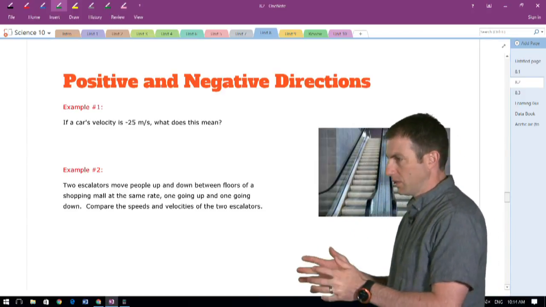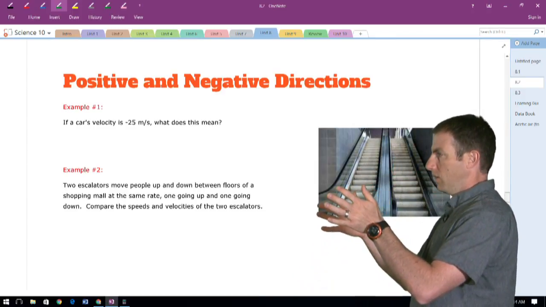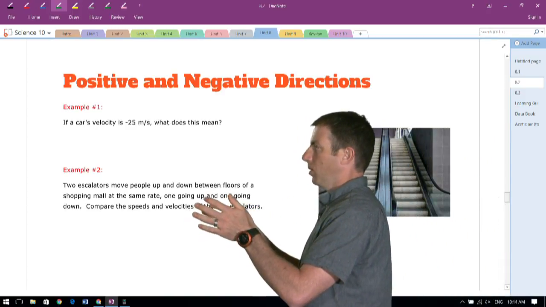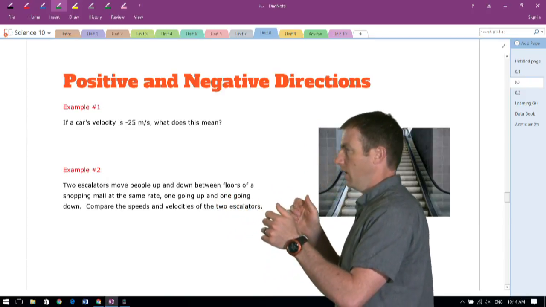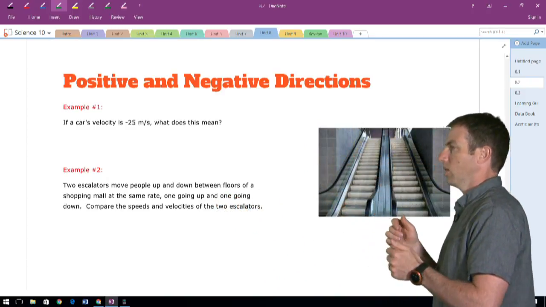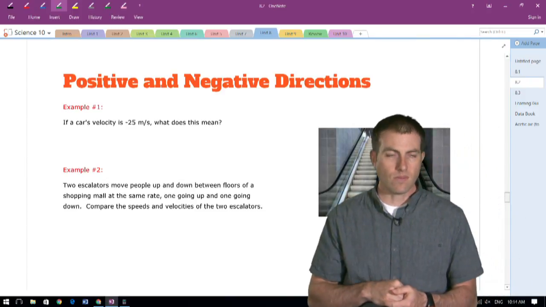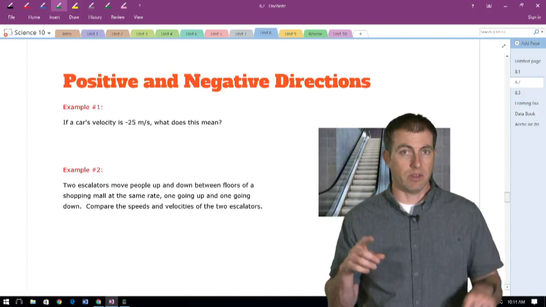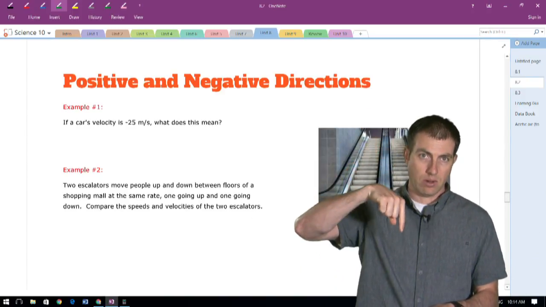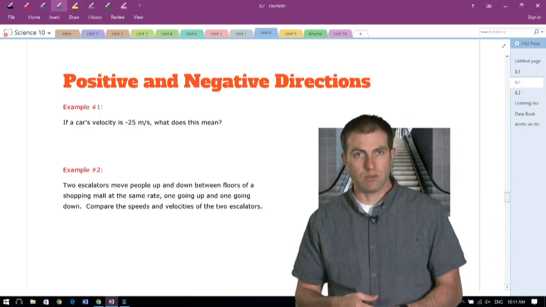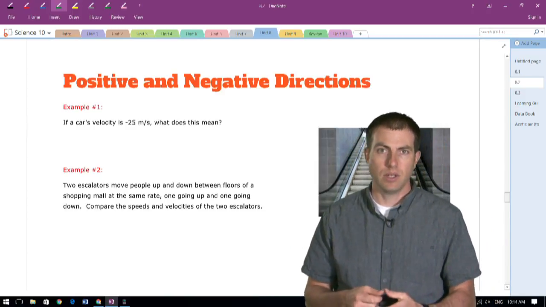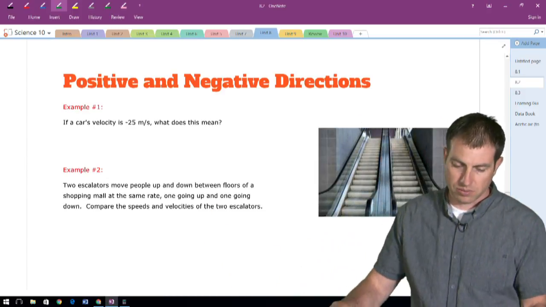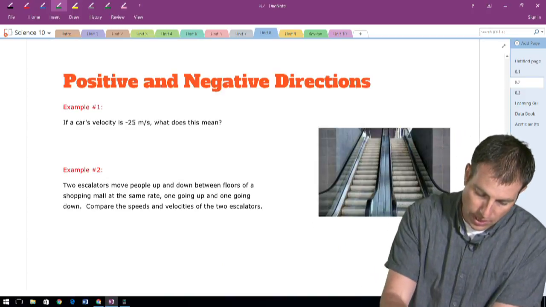Let's pretend everything in this direction is positive. So if I go this way, I'm moving positive. What about if I go that way? Well, I'm moving negative. So my velocity is negative when I start going backwards. So if everything in this direction is positive, that means everything in that direction has to be negative. If everything up is positive, then everything down has to be negative. So if I have a velocity of negative 25 meters per second, it doesn't really mean anything other than I'm just going in a direction that's not positive. So this might be moving to the left.